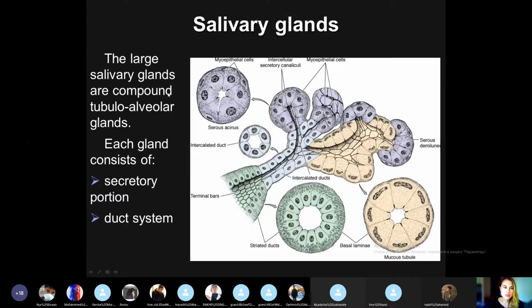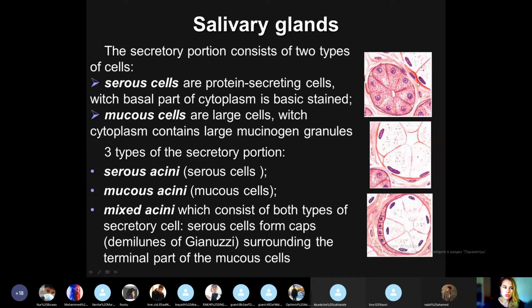So the large salivary glands are typical compound tubular alveolar glands. What does it mean? Compound means that these glands have a branched duct system. Tubular alveolar means that in the secretory portion of these glands there are sac-like acini and tubular acini. According to the cell type of the secretory portion, we subdivide three types of secretory portion.